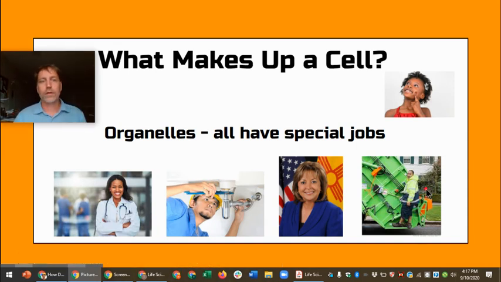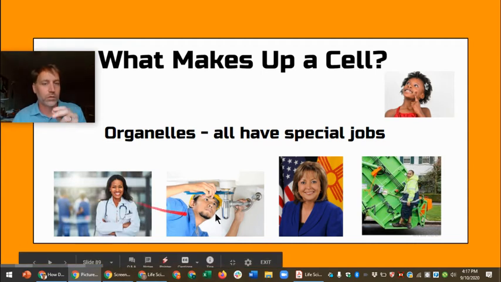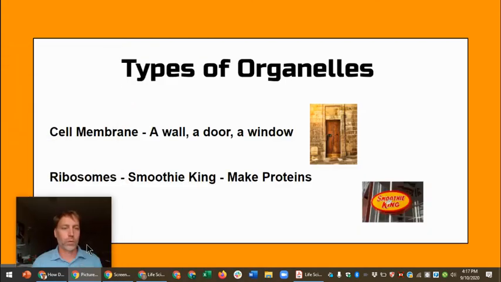They help the city function properly. So I want you to think of a cell like a city that has specific jobs in it, specific roles that each organelle plays. So let's talk about those organelles for a moment. The first one is called the cell membrane.